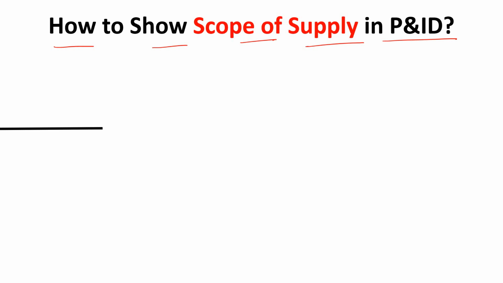So let's suppose this is one line which is coming from the client, okay, and it is going into, for example, let's suppose this is the NG line. NG means your natural gas line, right, and it is going to the boiler.